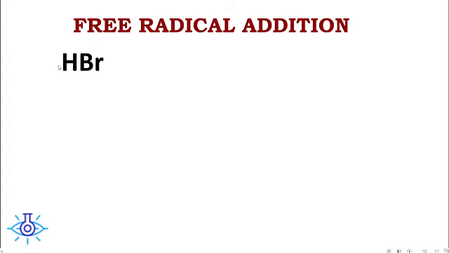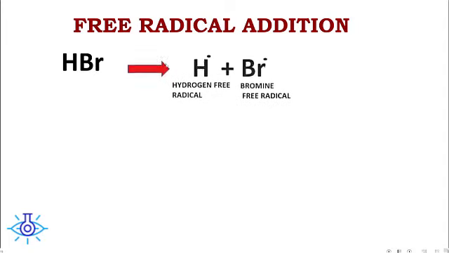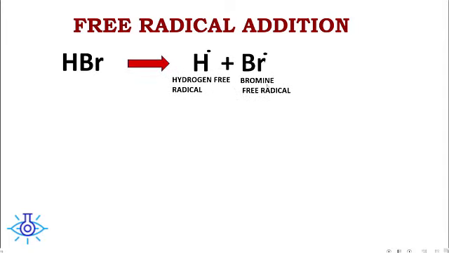We already learned that when any compound is undergoing homolytic fission, it results in the formation of free radicals. Homolytic fission is equal cleavage or equal breaking. So during this equal breaking, the bond, which is composed of two electrons, will be broken such that the electrons are taken away by both the breaking atoms. So the HBr breaks to give you H dot free radical and Br dot free radical.